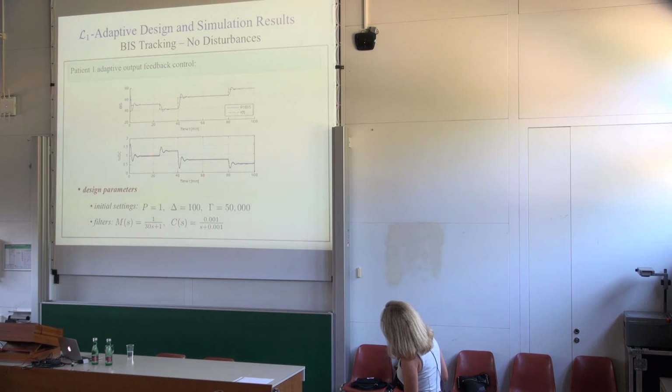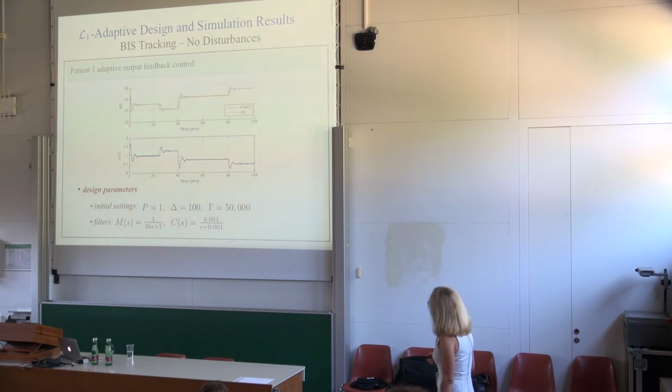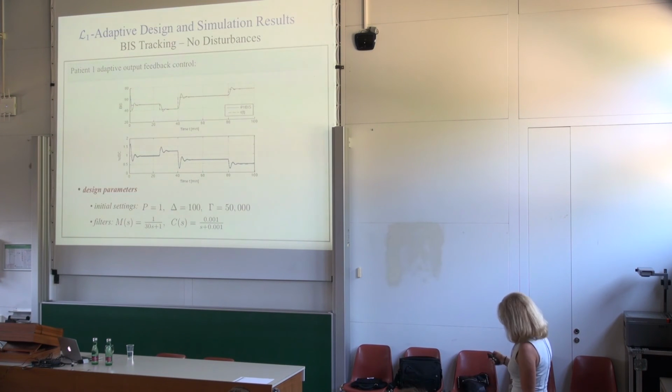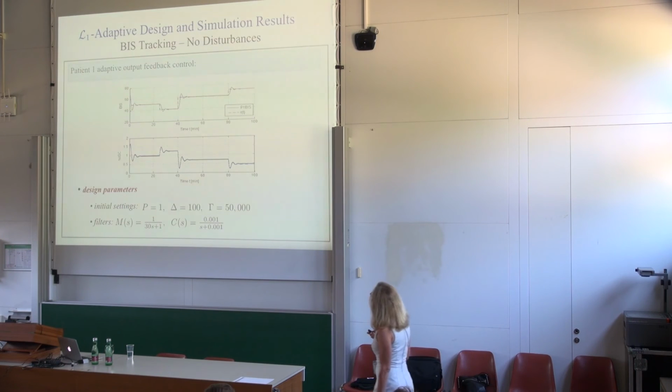And here we see the isoflurane input that was used to attain this reference trajectory. So you can see this is fairly smooth. In particular, if you look around 70, we have a lot less chatter, oscillation, in our control signal. And this tells you what design parameters were used. So it's a very simple first-order system, first-order filter.